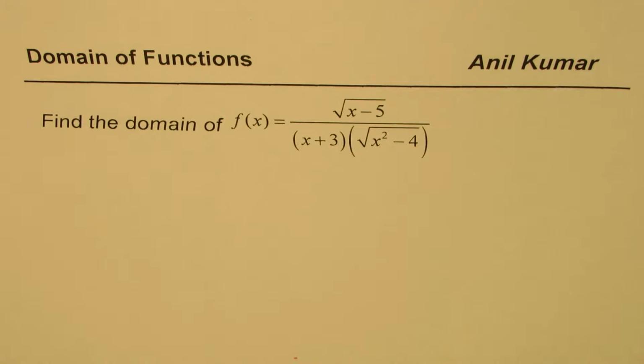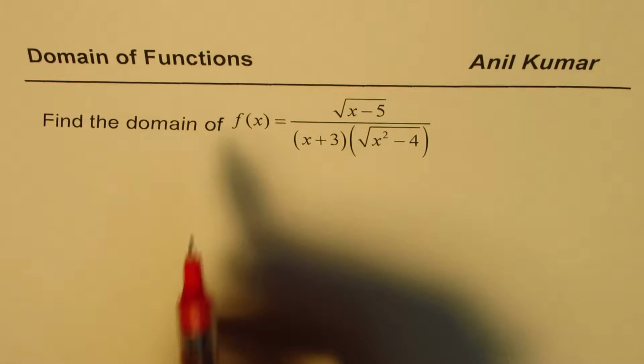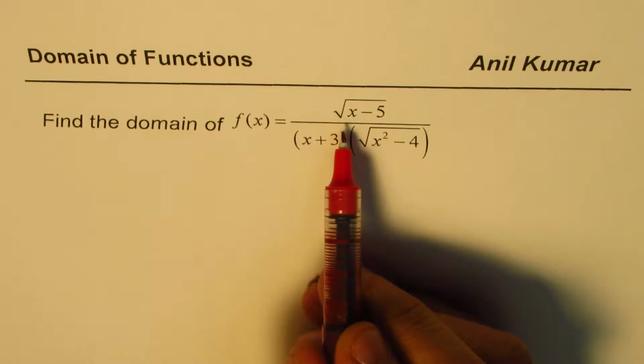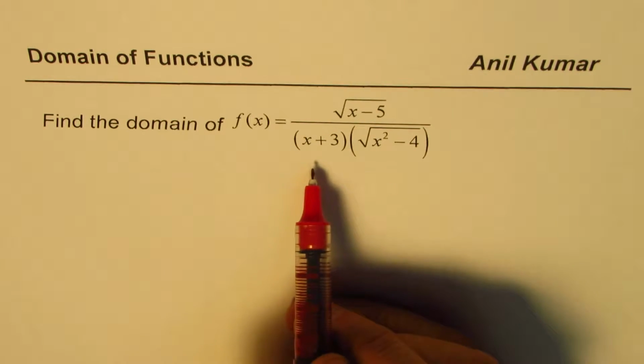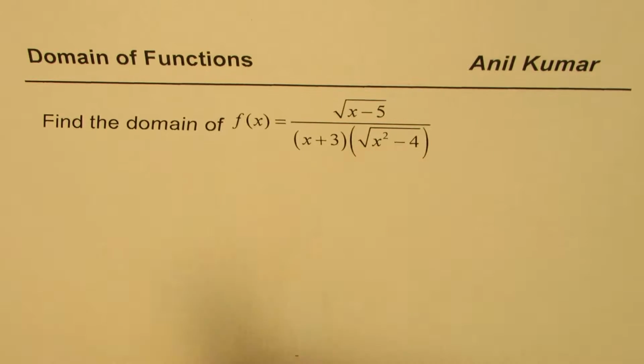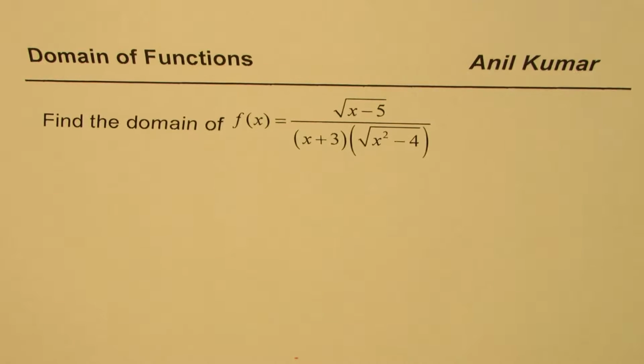I'm Anil Kumar. We'll discuss the domain of a complicated function in this example. The question is, find the domain of f of x equals square root of x minus 5 divided by x plus 3 times square root of x squared minus 4. You can always pause the video, answer the question, and then look into my suggestion.